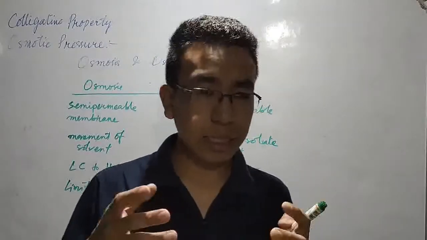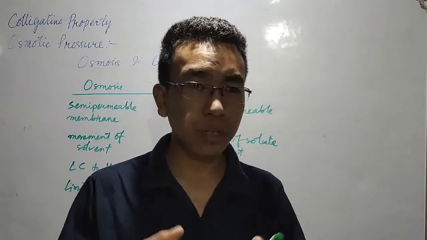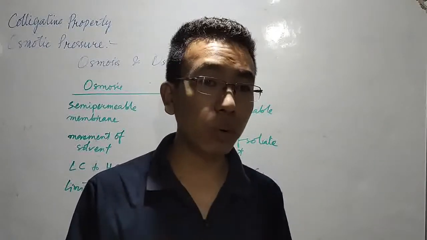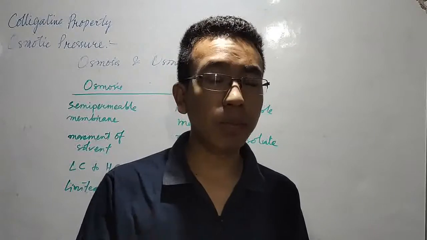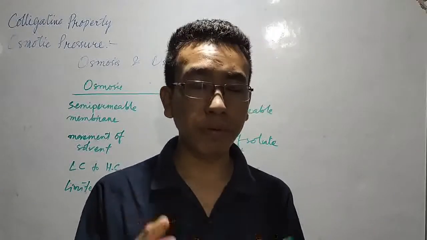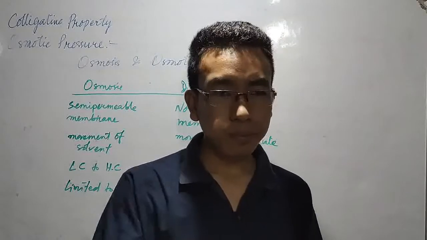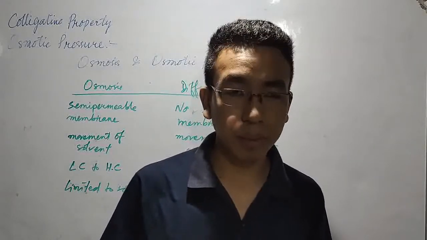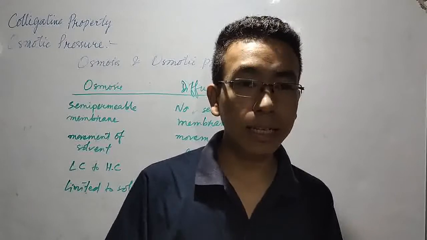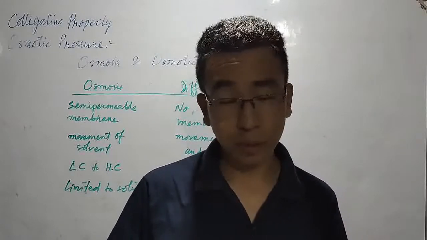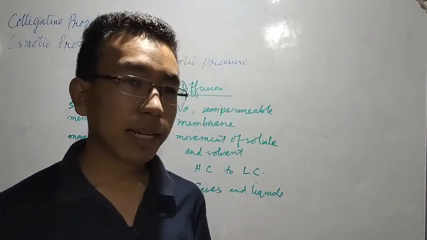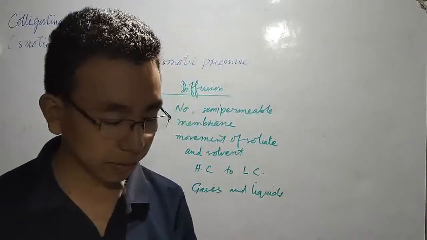Osmotic pressure is the excess pressure which is required to prevent the flow of solvent through the semi-permeable membrane. So it will prevent the flow of solvent into the solution through the semi-permeable membrane. The amount of pressure needed is called the osmotic pressure. Let us go to the next one, that is the Van't Hoff equation.